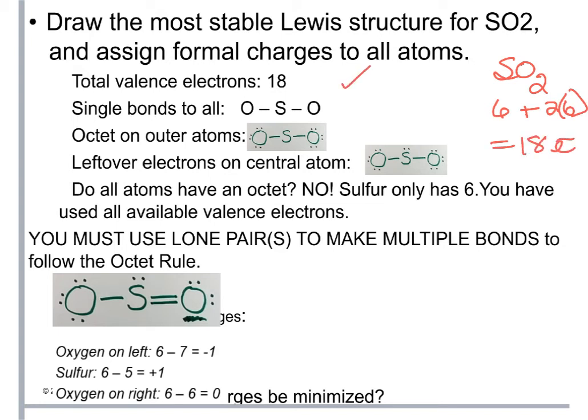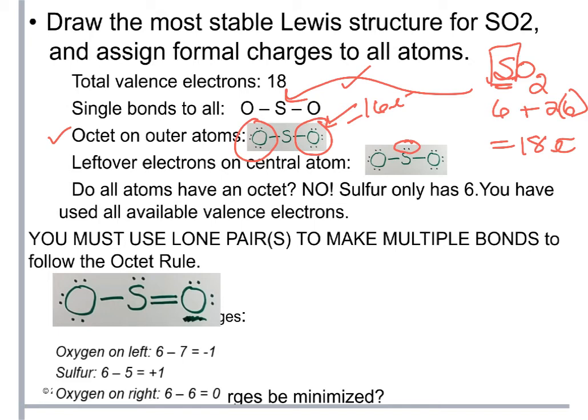First step, draw single bonds. S comes first in the formula, so we're going to use that as the central atom. Second step, give your outer atoms, in this case oxygens, an octet. How many electrons have we used at this point? That's 8, and that's 8 more. We have used 16 electrons. We have 2 more electrons to place. The next rule says that extra electrons go on the center atom.